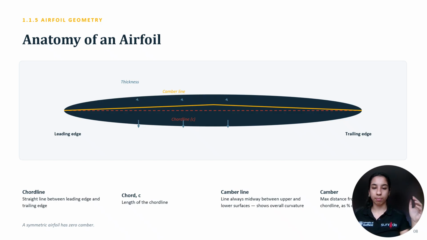By convention, it is expressed as a percentage of the chord. The chord is the length from the leading edge to the trailing edge. But camber is the maximum distance you can get, so not straight like the chord. It is expressed as a percentage of the chord. So a camber of 2% means the maximum camber distance equals 2% of the chord length.